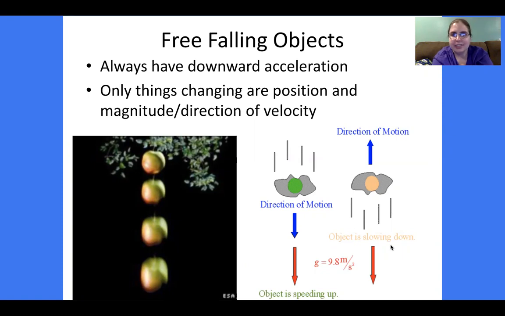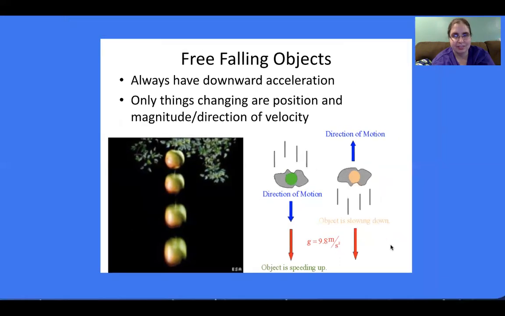So the only things changing would be the position and the magnitude or direction of the velocity. It's the same acceleration, negative 9.8 meters per second squared. But its position changes because I threw it up, and then it keeps moving up, and then down, down, down, down. And the velocity is going to change as well because, well, that's what acceleration is.